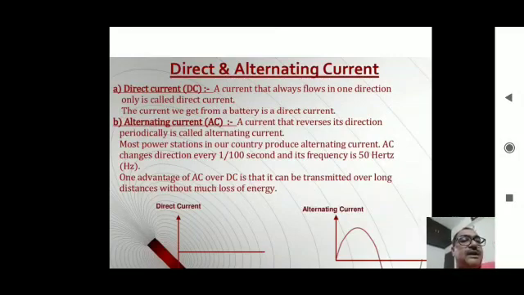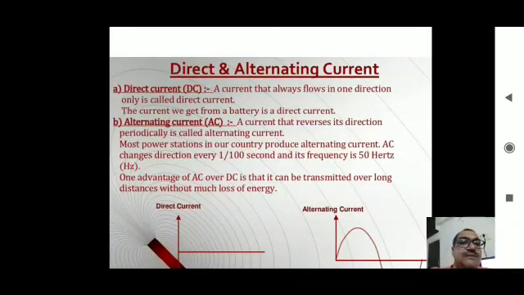Now students, let's understand direct and alternating current. What is meant by direct current? We can call it DC or direct current. A current that always flows in one direction only is called direct current. The current we get from a battery is a direct current. You can see it in the figure also. It moves on a single straight line in one direction.